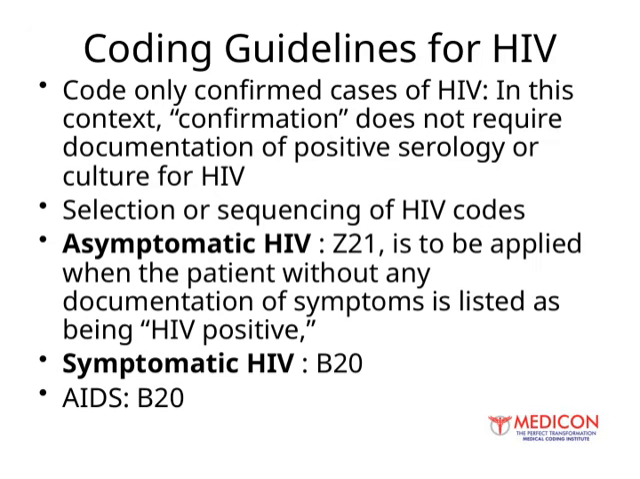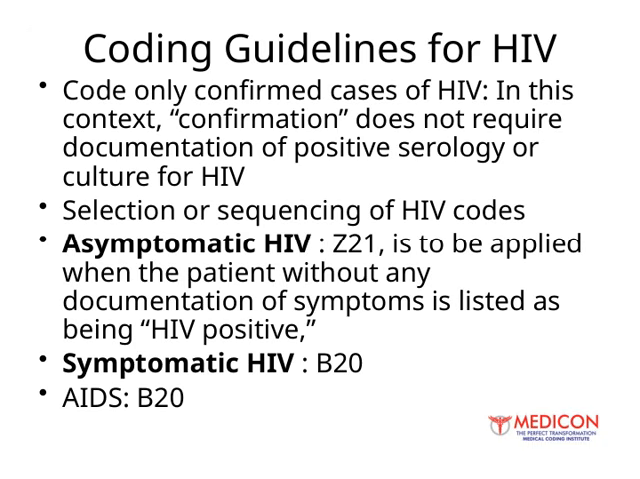When coding for HIV, it's important to only include confirmed cases. But here's a key point. In this context, confirmation doesn't necessarily mean we need documented positive serology or culture results. Essentially, if the case is confirmed clinically or based on other reliable information, we can code it accordingly.